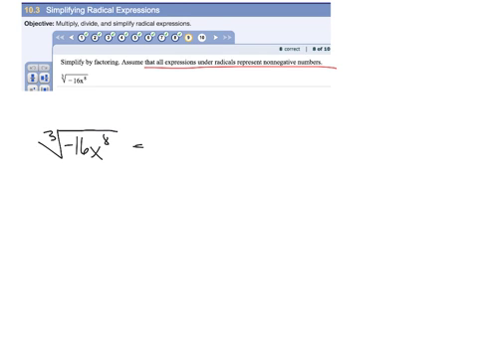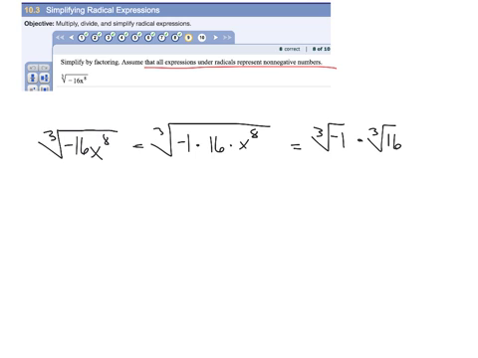Now, I'm going to factor negative 16 in a kind of curious way. That's going to be negative 1 times 16 times x to the 8th power. The reason I did that is because now we're going to break them apart. So we're going to have the third root of negative 1 times the third root of 16 times the third root of x to the 8th.